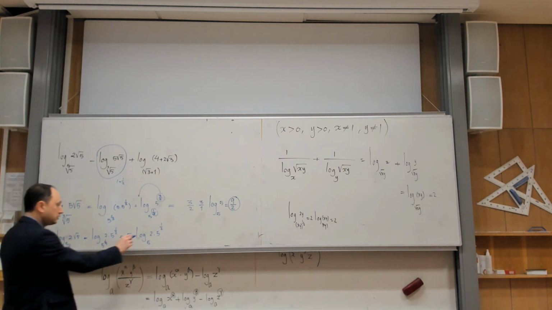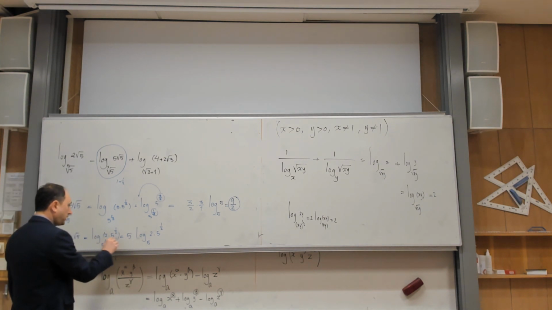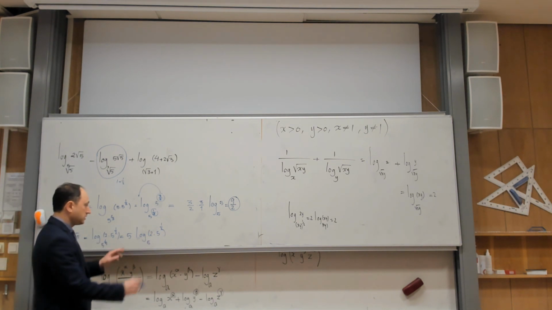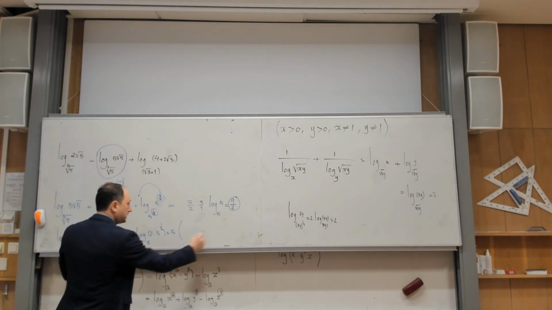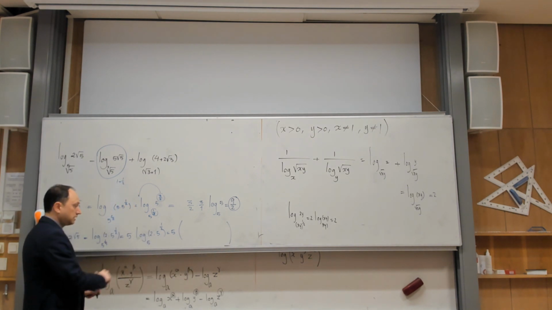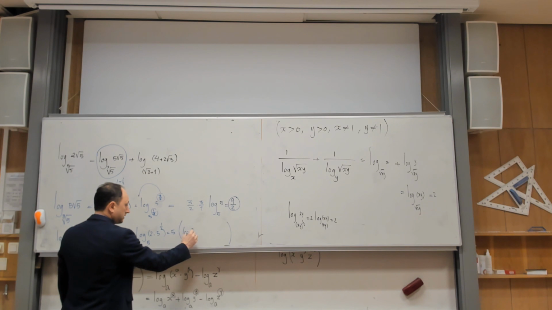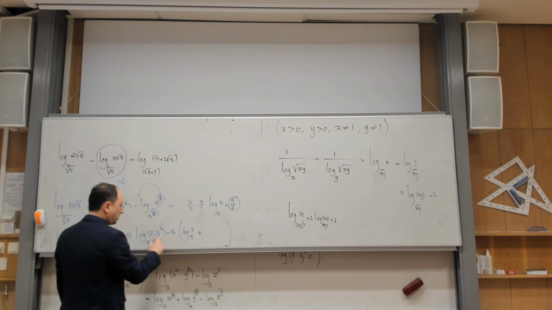But then I have another rule. So if you don't mind, let me put a pair of brackets around it. But then this is a product. So I have 5 here. I open a pair of brackets. It becomes the log of the first one plus the log of the second one.